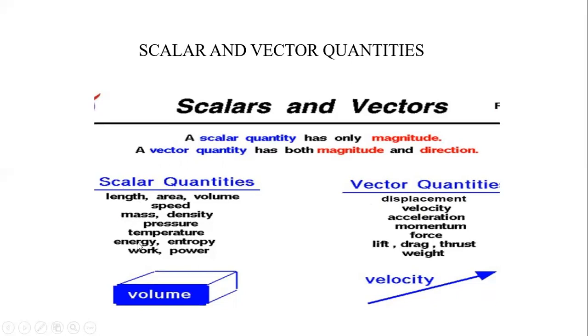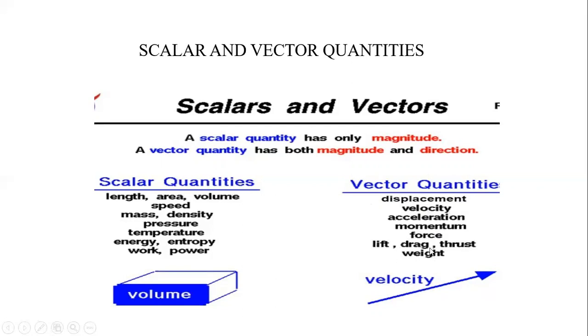Same goes for the temperature. We simply say 55 degrees Celsius, 6 degrees Celsius, 23 degrees Celsius. We don't need direction to specify the temperature. So all these quantities which do not need direction for their specification are said to be scalar quantities. And on the other hand, vector quantities are those quantities which need direction for their specification. For example, displacement, velocity, force.